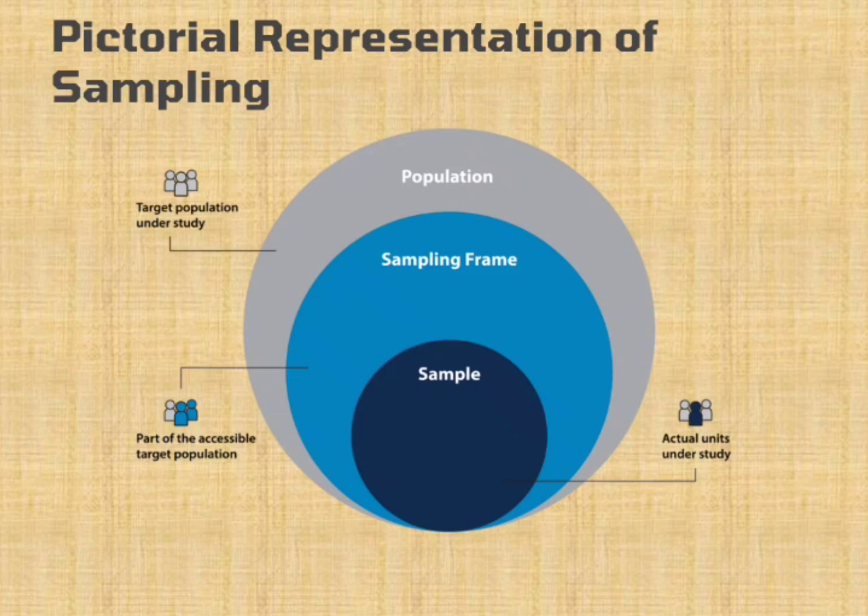So the population is all about the target population. The sampling frame is the part of the target population which is accessible, and finally the sample contains the actual units under the study.